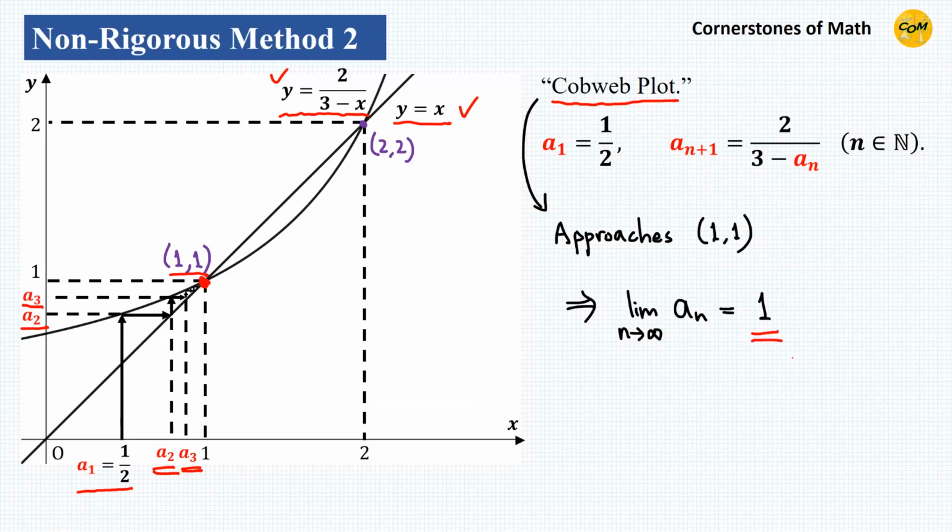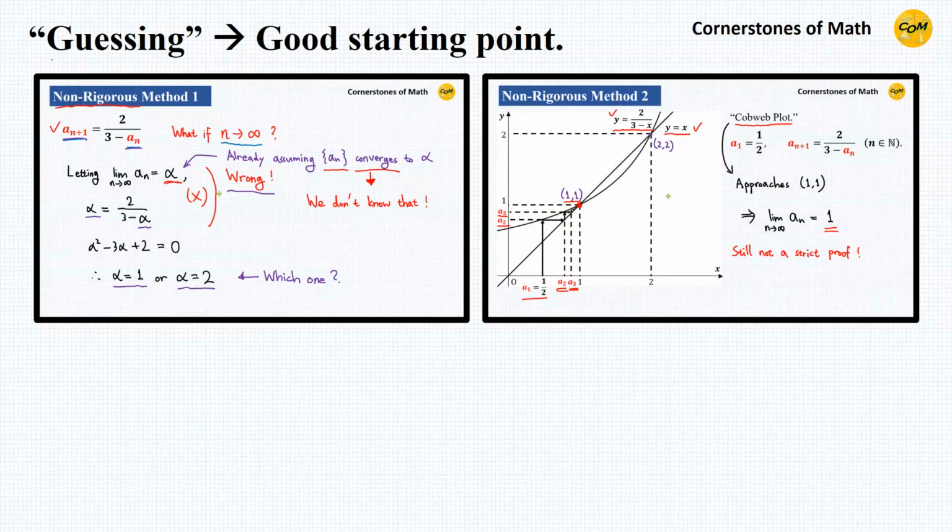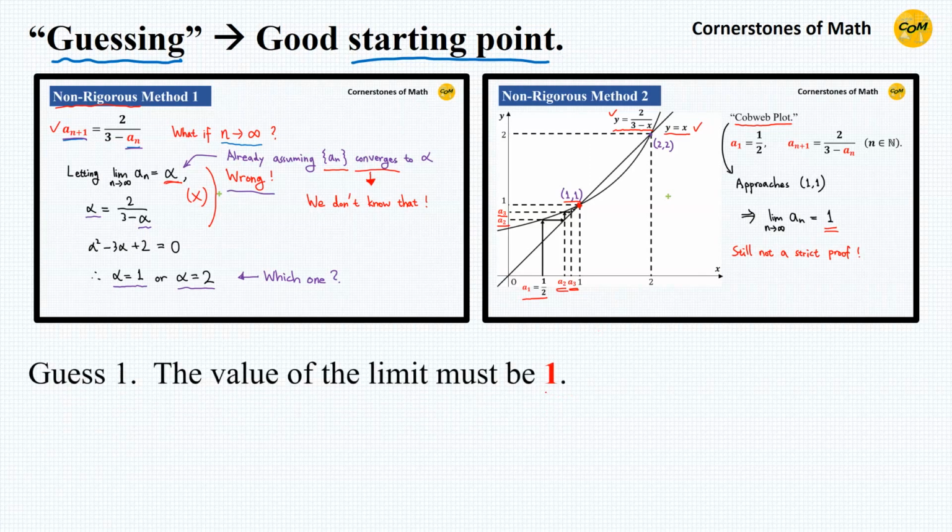This use of graphs is definitely a useful tool to guess the limit, but since it inherently relies on drawings, it is still not a strict proof that the limit actually converges to 1. The mathematically rigorous proof is as follows. So even though these two methods are at best guessing, these guesses do provide some useful starting points to rigorously prove the limit. First, it seems that the value of the limit must be 1.